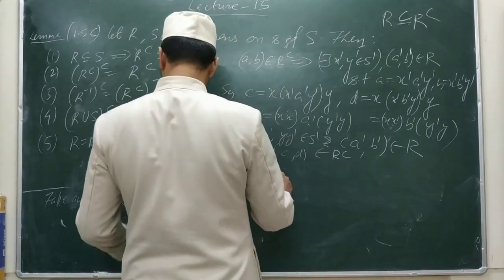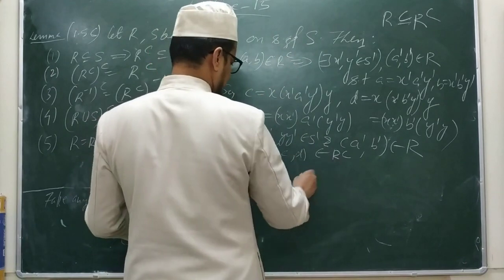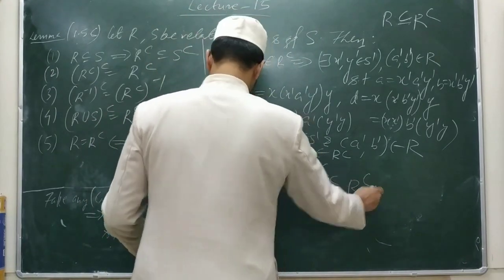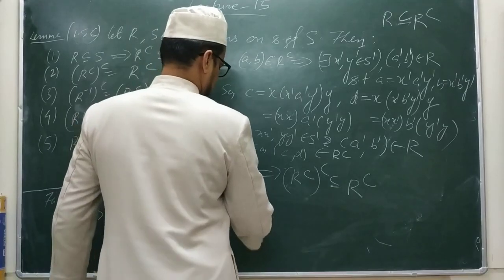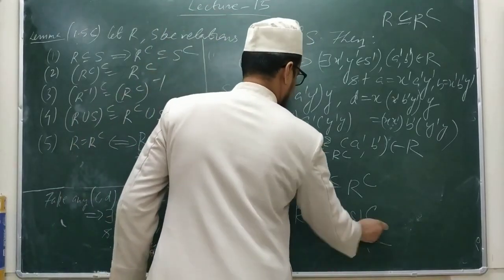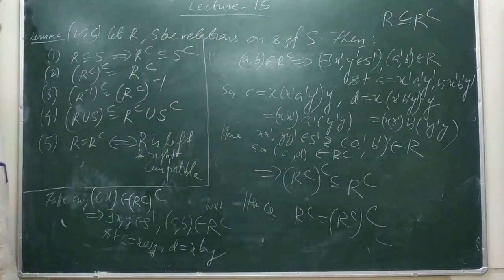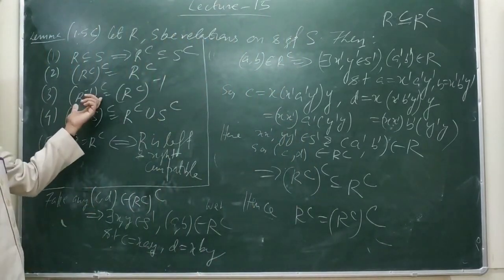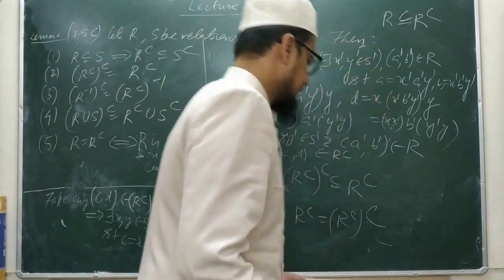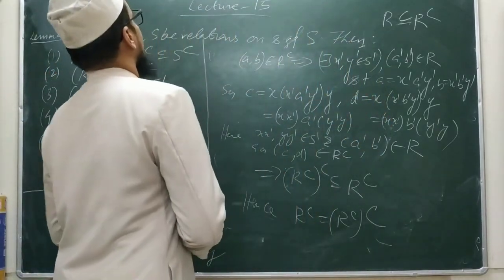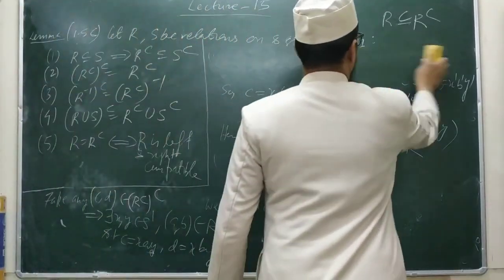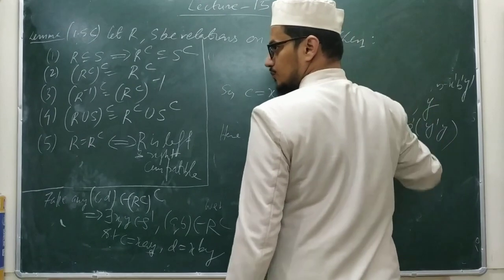It implies that we have taken an element from R^CC and we have shown it is in R^C. So R^CC is contained in R^C. So hence R^C is equal to R^CC. So in this way we have proved. Now move to part number 3.